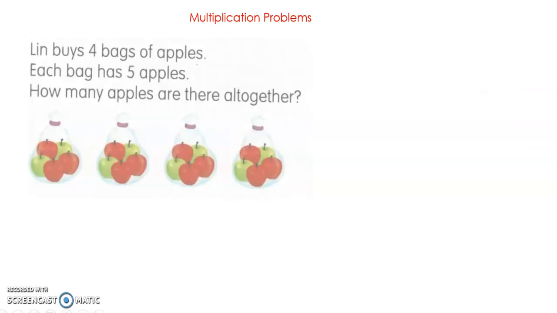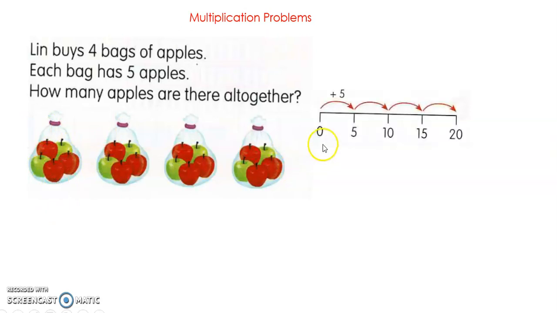Okay. Second question says, Lynn buys 4 bags of apples. Each bag has 5 apples. How many apples are there altogether? Here we have 4 bags of apples. In each bag we have 5 apples. So we are going to count in steps of 5, because we have 5 apples inside each bag.